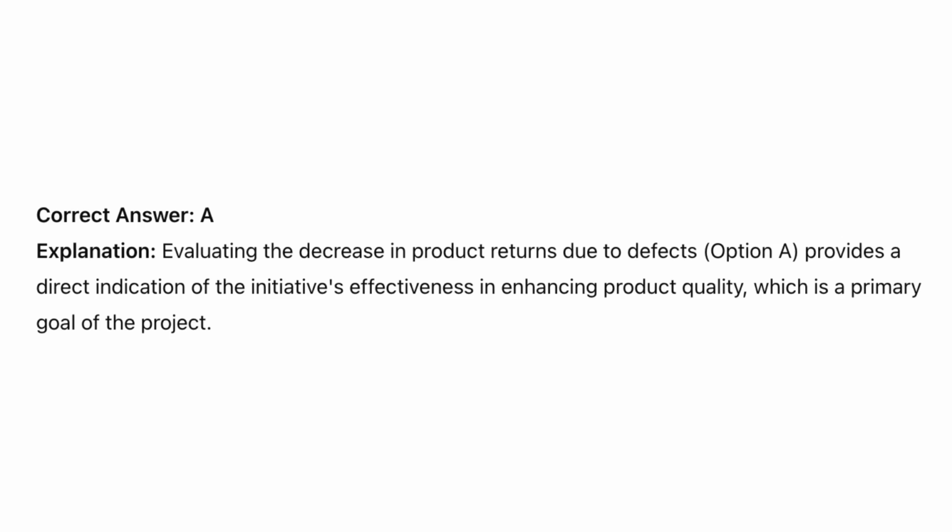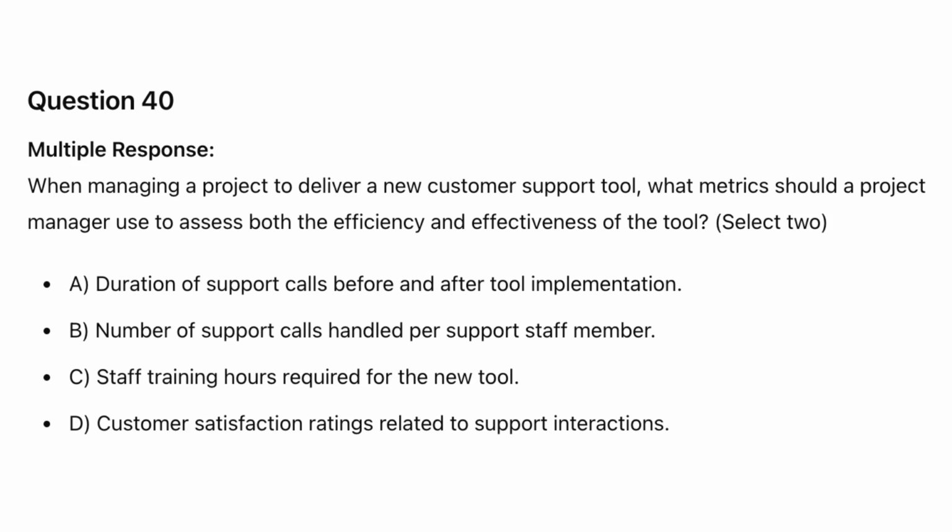Correct answer A. Explanation: evaluating the decrease in product returns due to defects. Option A provides a direct indication of the initiative's effectiveness in enhancing product quality, which is a primary goal of the project. Question 40. When managing a project to deliver a new customer support tool, what metrics should a project manager use to assess both the efficiency and effectiveness of the tool?